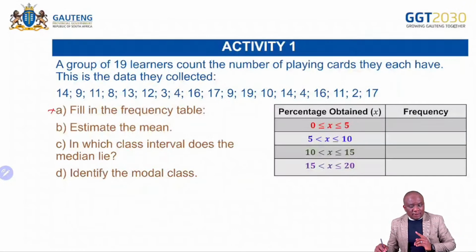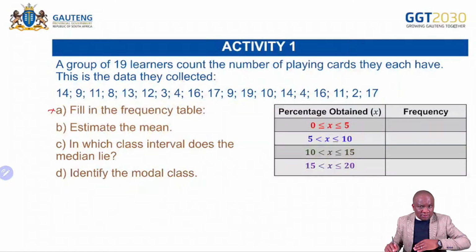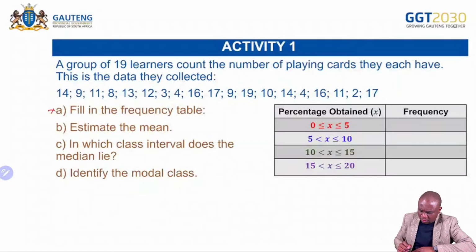I've seen that sometimes people don't like tallying, but tallying is very, very important, especially if you're dealing with a very big data set. So we're going to do the tallying. Also, I've seen some people write the frequency first, then they tally. You have to do the tallying, and then from your tallies, you'll get your frequency. So let's do the tallying.